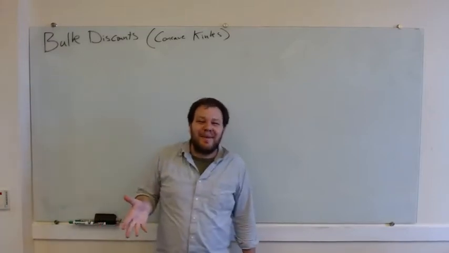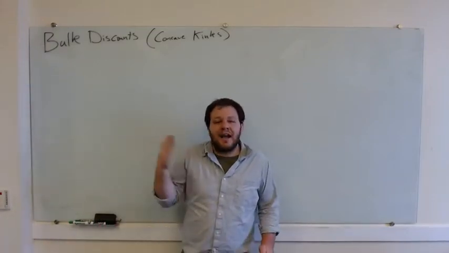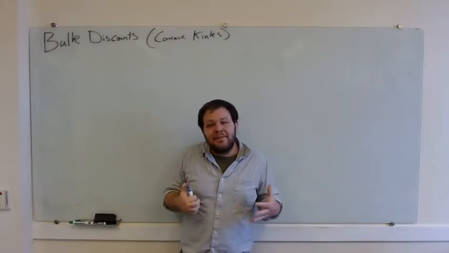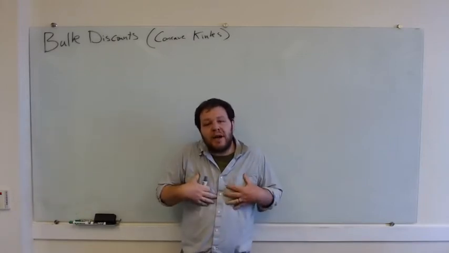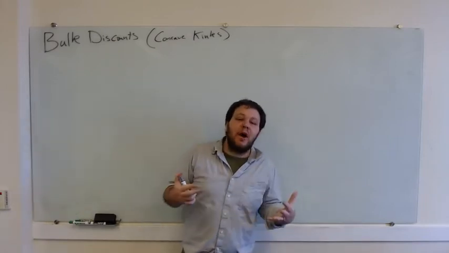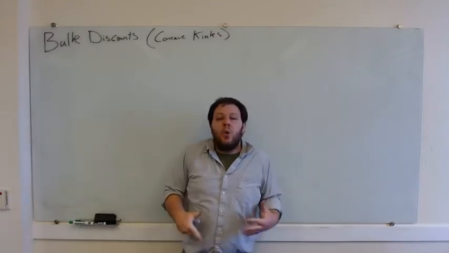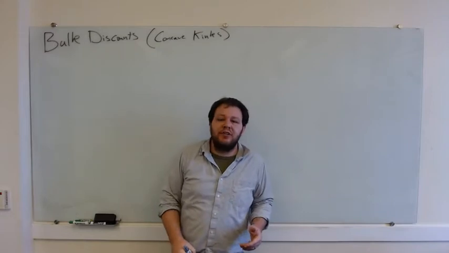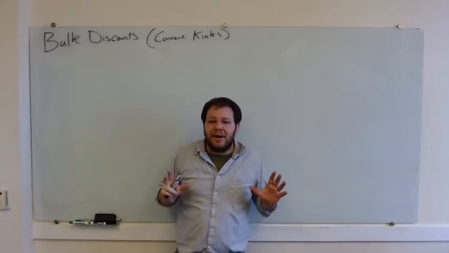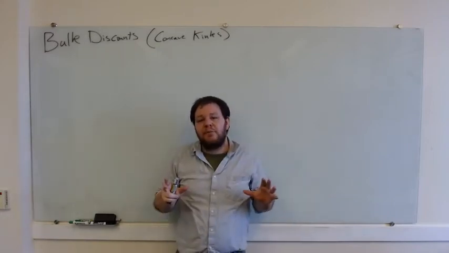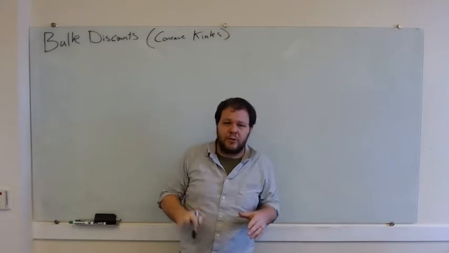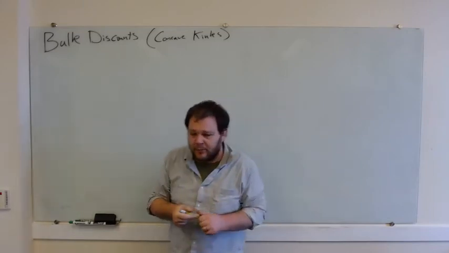All right, welcome back. So in this video, we're going to talk about situations where instead of the price being lower when you buy small quantities of an item, the price is going to be lower when you buy larger quantities of the item. So we'll call this bulk discounts or concave kinks, which essentially means instead of having a budget constraint that bulges out away from the origin, it kind of sinks in towards the origin, which is fine if that's not very helpful.